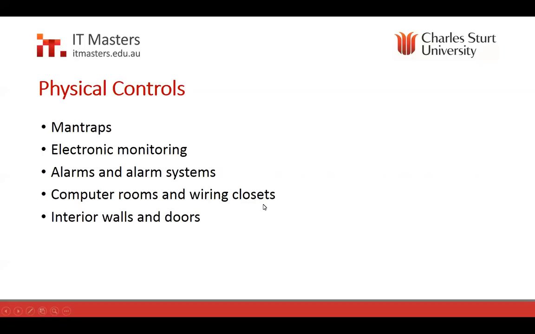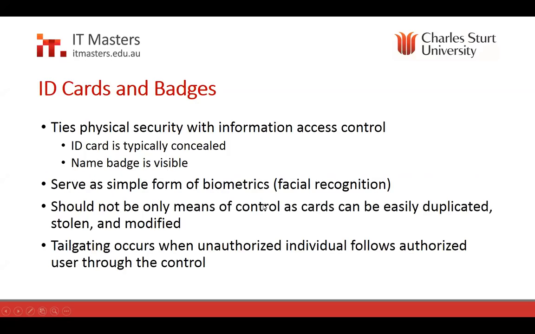So all of these are reasonably straightforward, or should be familiar to all of you. You just may not have thought about how to implement them. So ID cards and badges are a basic one. This ties back into what we've been talking about in previous weeks about authentication and authorization. Again, this is about protecting confidentiality and integrity, but it's a physical mechanism for doing that. So we're tying physical security with information access control.